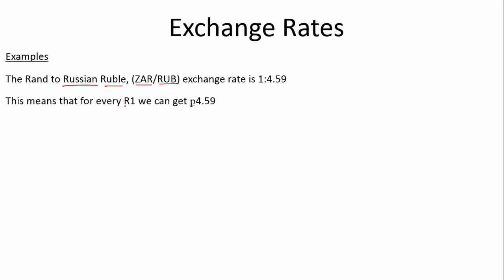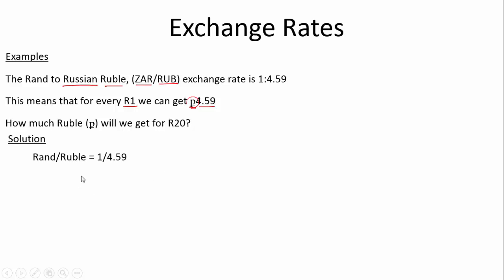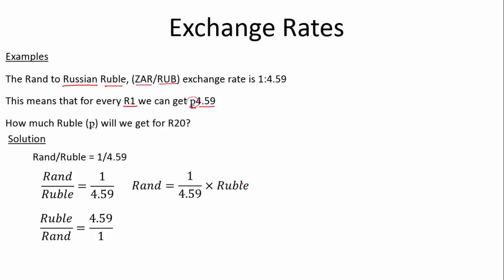Right? So this means for every 1 rand, we get 4.59 ruble. You don't need to worry about the little p. How much ruble will we get for 20 rand is the question. So we're going to have to work out some kind of ratio here. So the rand to the ruble is equal 1 to 4.59. That's how we say that. Say that out loud. The rand to the ruble is 1 over 4.59. So this would be the same as saying the ruble to the rand is 4.59 to 1. So if you had 4.59 ruble, you would have 1 rand. It's exactly the same. So the rand is equal to 1 over 4.59 times the ruble.